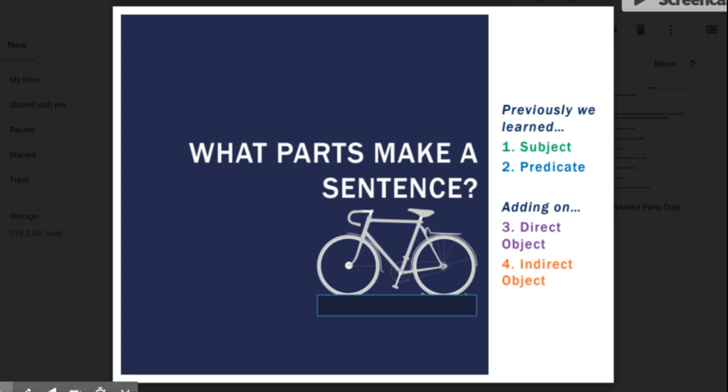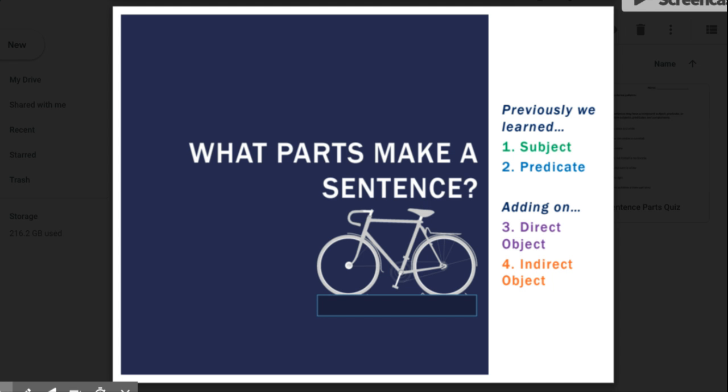I just want to do a quick review with you really fast to remind you what a sentence is. Remember, it has to have at least 3 requirements. So it has to have a subject to be a sentence, it has to have a verb, and it has to be a complete thought.